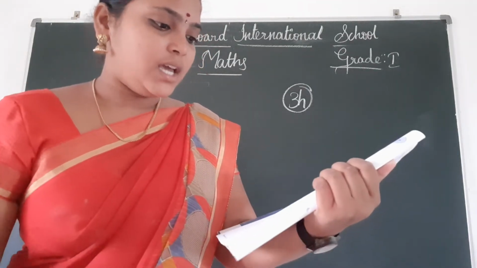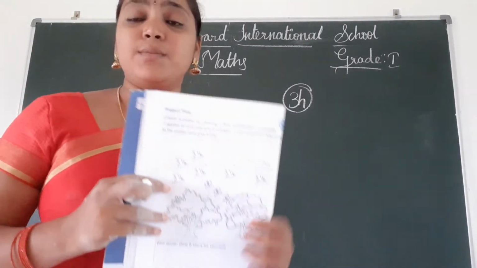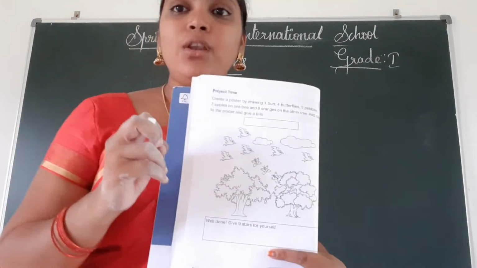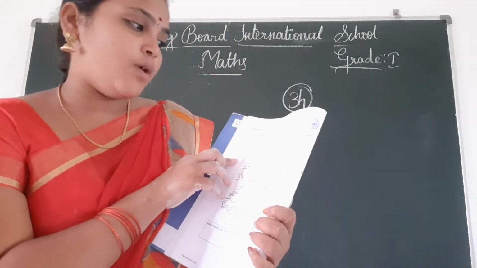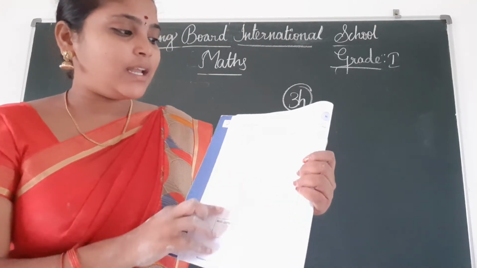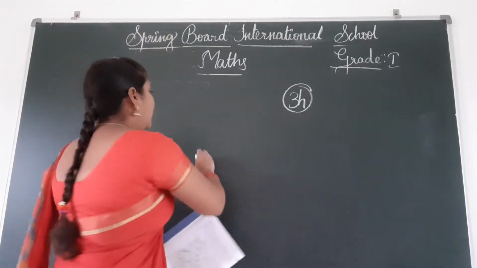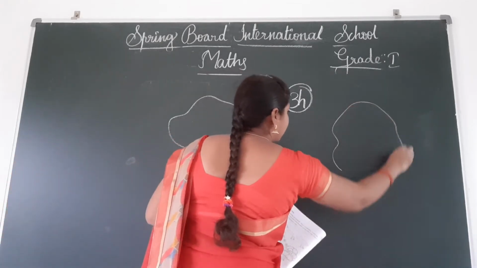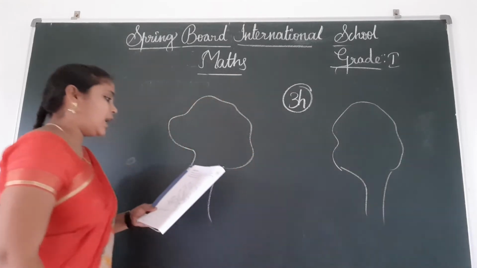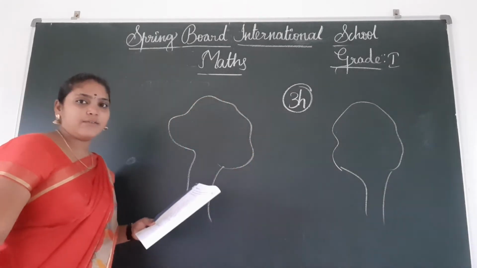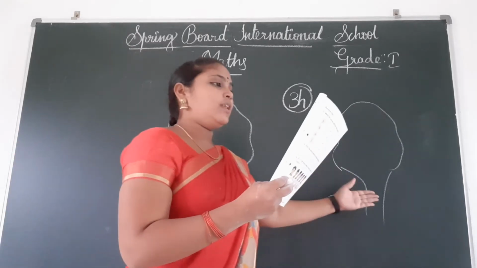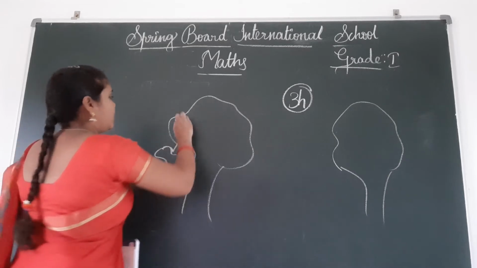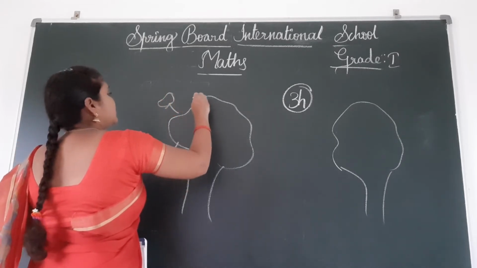Next, 5 pebbles. Is anything given here for pebbles? No, pebbles means small stones, you have to draw them. Okay, children, you have to draw 5 small stones. Next, 7 apples on the tree. Okay, here in the first, this is the first tree, and here the second tree is given. No, here you have to draw 7 apples on one tree, and 8 oranges on another tree. So here you have to draw 7 apples.